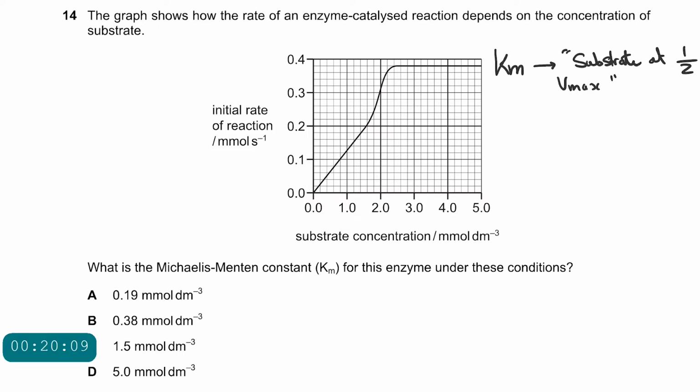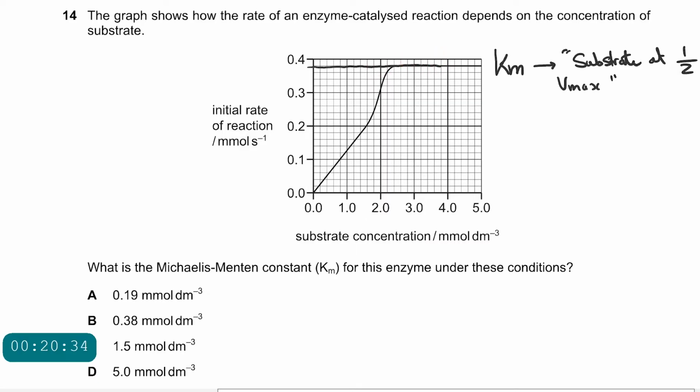Question 14. The graph shows how the rate of an enzyme catalyzed reaction depends on the concentration of the substrate. What is the Michaelis-Menten constant for this enzyme under these conditions? So, the Michaelis-Menten constant is the substrate concentration at half Vmax. So first of all, we have to work out what the Vmax is. The Vmax is where the plateau lies.